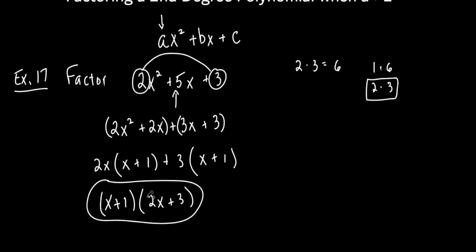Let's do a little FOIL here. What's x times 2x? 2x squared. Let's do the outside and inside. The outside, x times 3 is 3x. The inside is 2x. What's 3x plus 2x? 5x. That works, doesn't it? And then the last, 1 times 3 is 3. So it does work. All right, and there you go. You did your first factoring with a greater than 1.